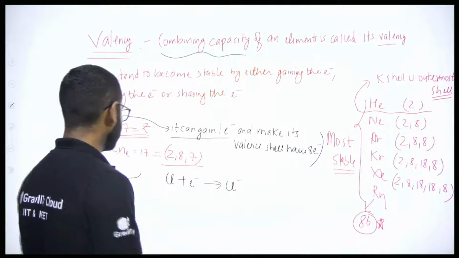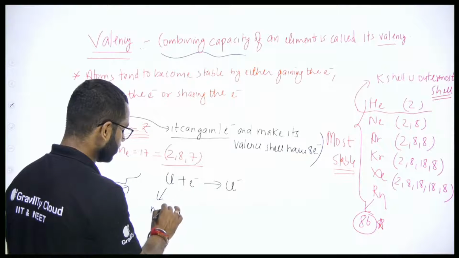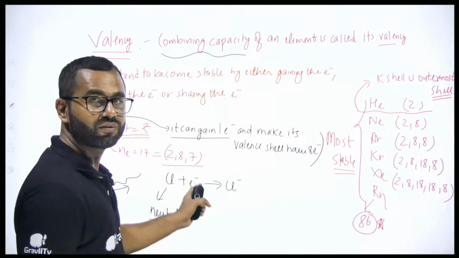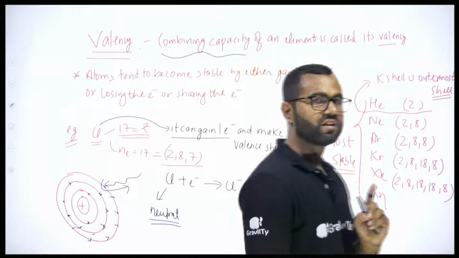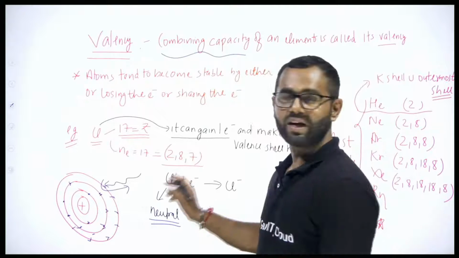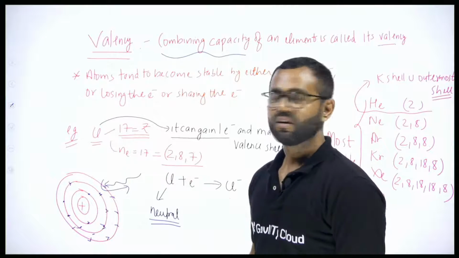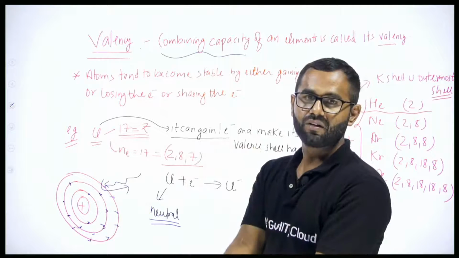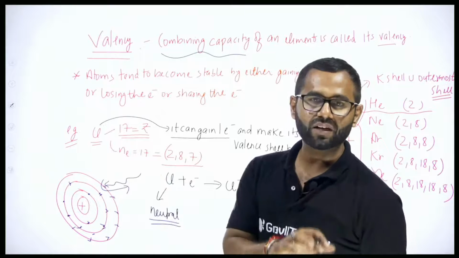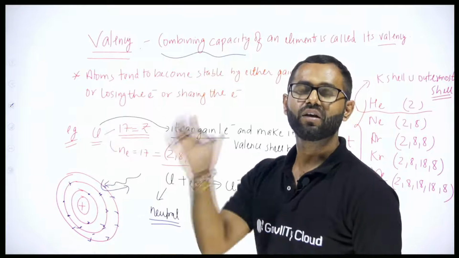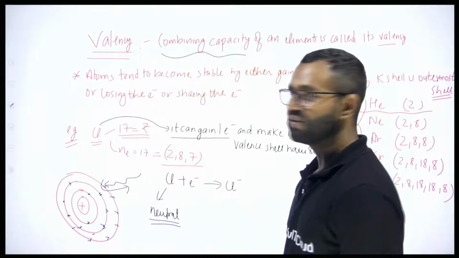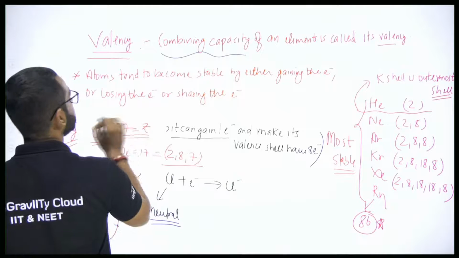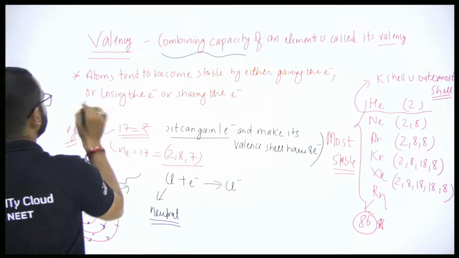Chlorine atom is neutral, right? This is a neutral atom right now. But this neutral atom gains an electron from outside. Where does this electron go? Remember this thing: whenever an electron is added into the atom or an electron is removed from the atom, it happens in the valence shell. So write it here.